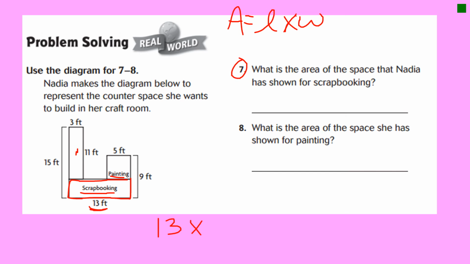All right, let's look at what we know. We know that that's 15 feet. We know that that is 9 feet. Okay, and we know that that is 11 feet. So what do you think? Which of these is going to help us figure out the width of the scrapbooking counter? Right here. We need to figure out that.